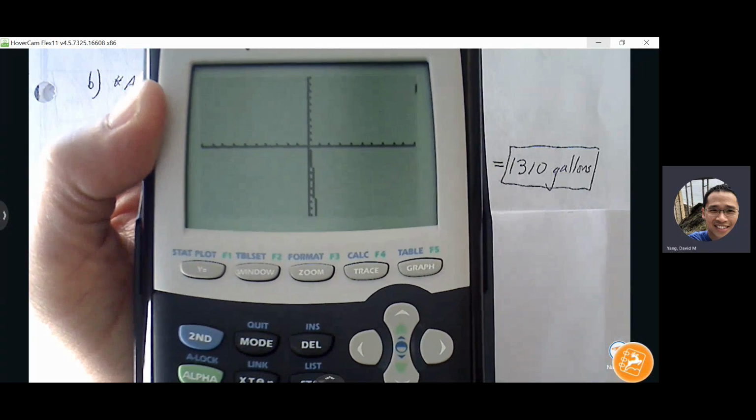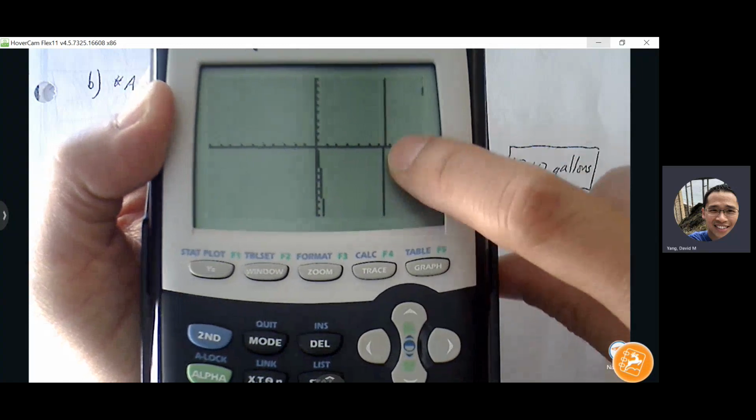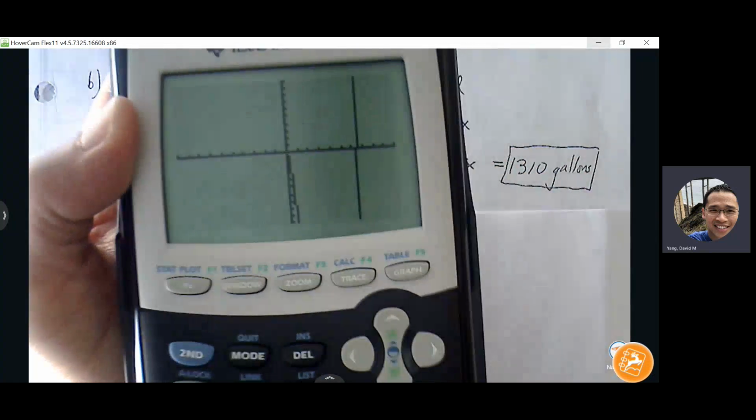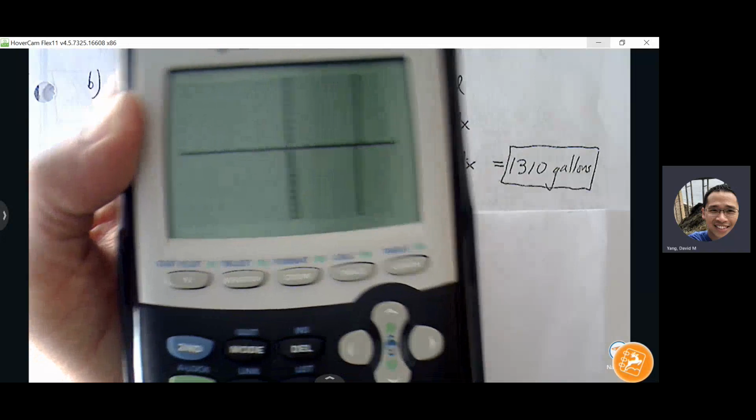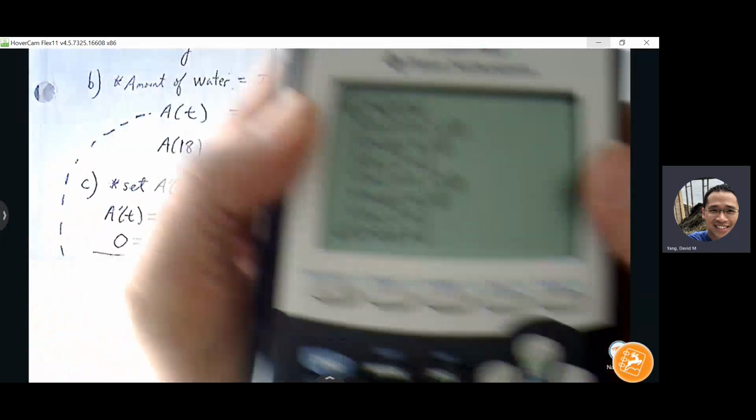There's too much going on, and we're zoomed in too far. If you see a vertical line, that means you're zoomed in too far. So we can go to the window and adjust our X-min, X-max.